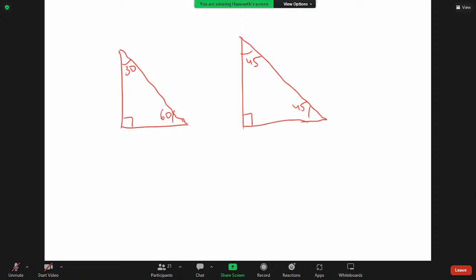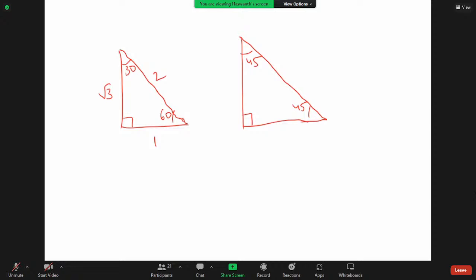In a 30, 60, 90 triangle, sides are in the ratio 1 is to root 3 is to 2, where 1 corresponds to the side opposite to 30 degrees. So if the side opposite to 30 degrees is 1 unit, the side opposite to 60 degrees is root 3 units, and the hypotenuse is 2 units.